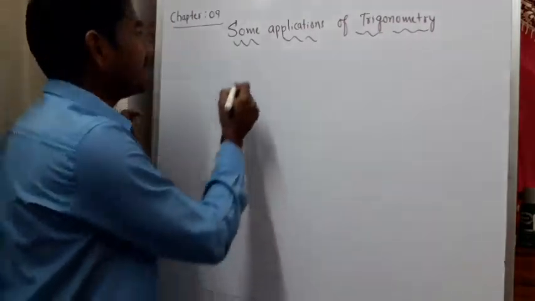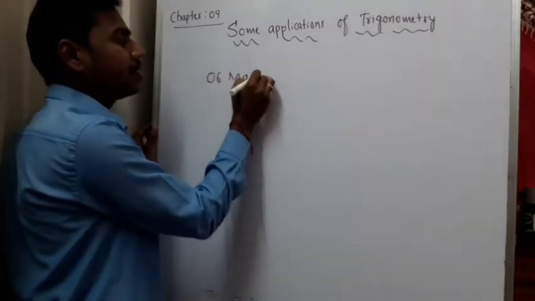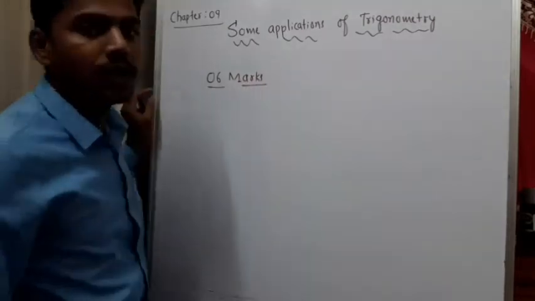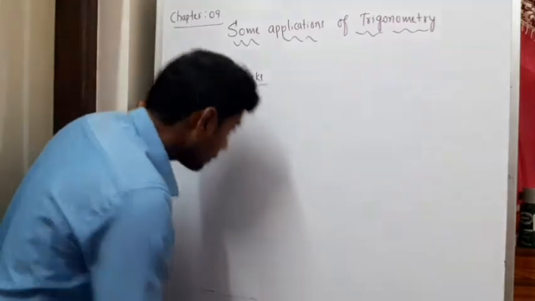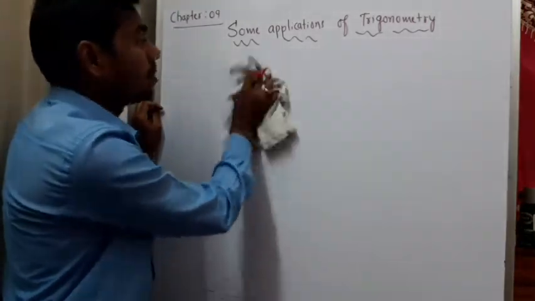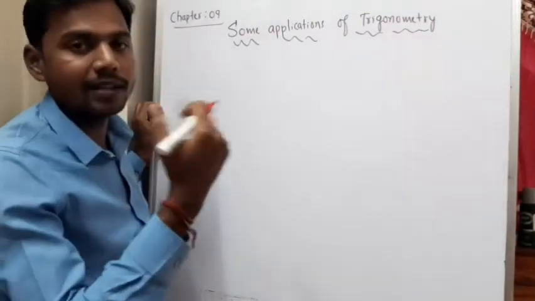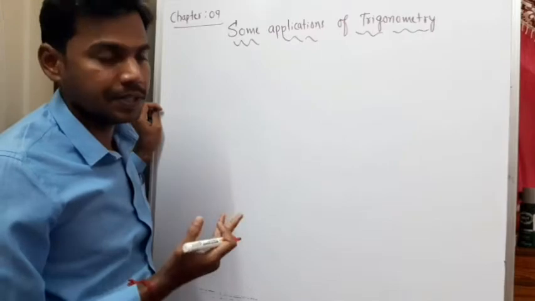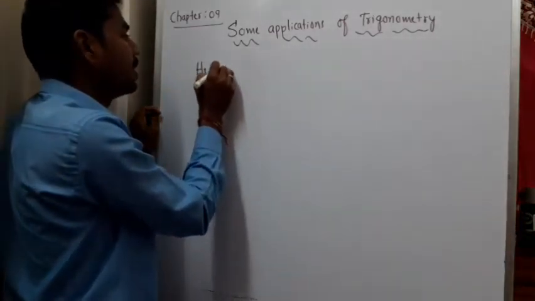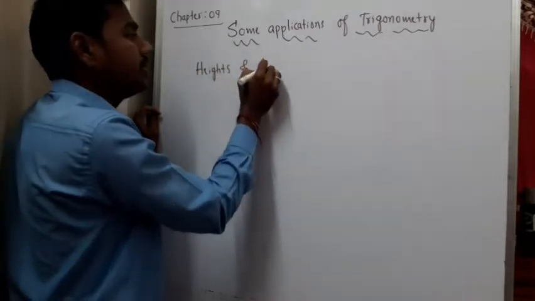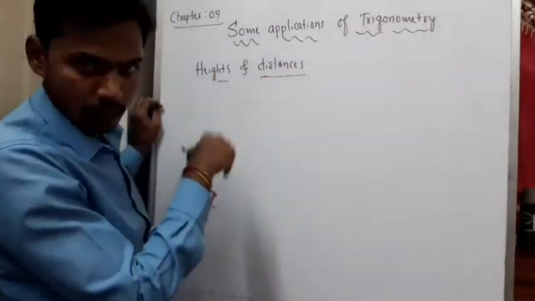Before that, the weightage for this particular chapter is 6 marks. And even our ancestors used the idea of trigonometry in finding the distance between the celestial bodies. Ancestors means astronomers. Earlier astronomers used the idea of trigonometry in finding the distance between two objects. Now, in this you are going to study heights and distances. So now we are going to understand a few terminologies related to it.